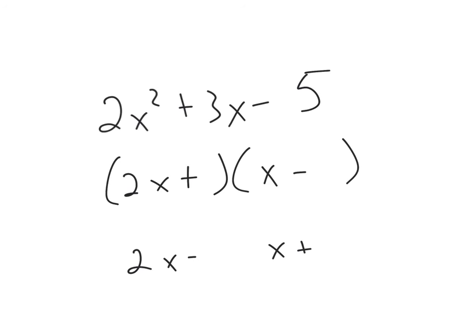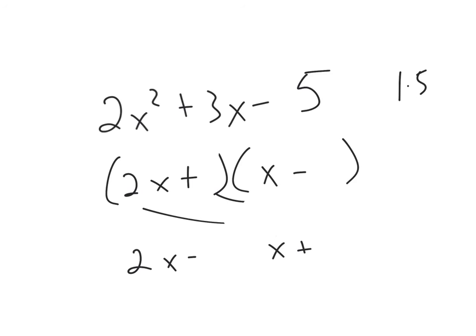So you just have to think about what you want to do with your numbers here. So if I go 5 here and 1 here, that's going to make negative 10 and 1. That's going to make 9x. So that isn't going to work. Even if I switch the signs, it's not going to work. So I have to switch my numbers.